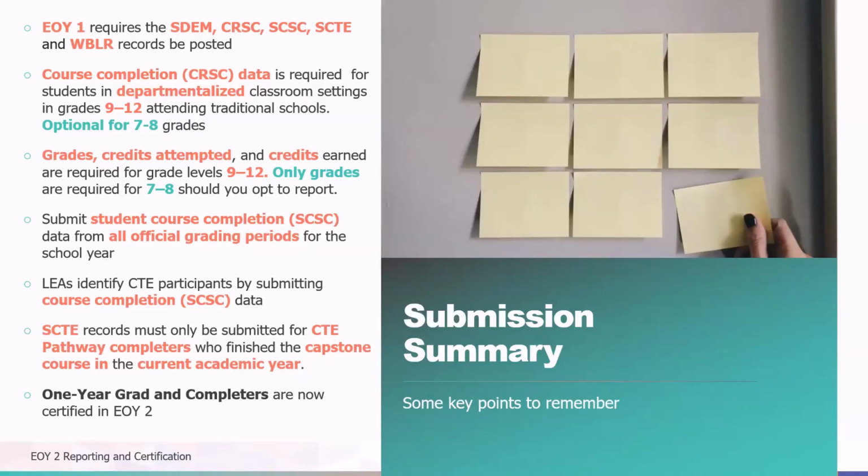And the one-year grads and completers are now part of the end of year two data collection. Previously it was part of end of year three, so you might have to rope in new stakeholders. The one-year grads and completers are now certified as part of end of year two. So that's a different data set altogether, and it may require the investment of new or other stakeholders at your LEA.